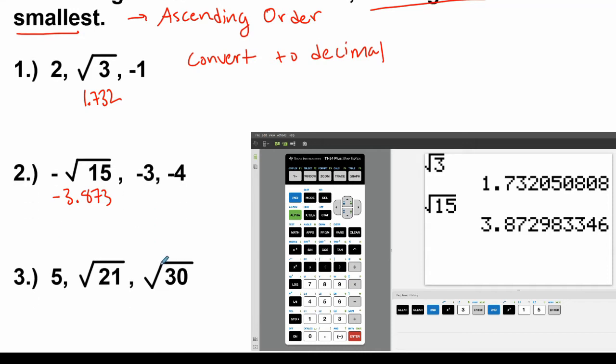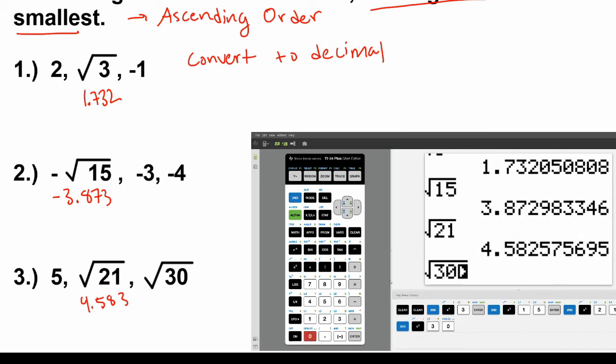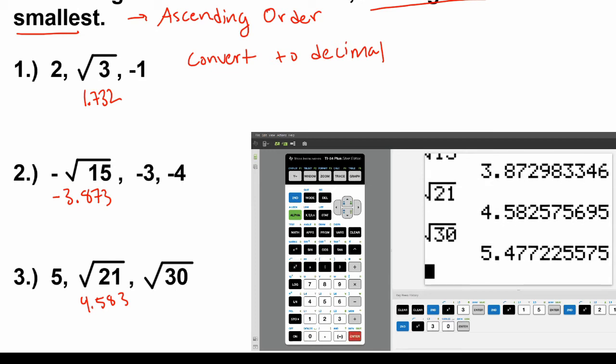And then lastly, root 21 and root 30. So root 21, I got 4.583. I'm rounding a little bit. And root 30 should definitely be bigger than the square root of 21, right? That only makes sense. And it is.